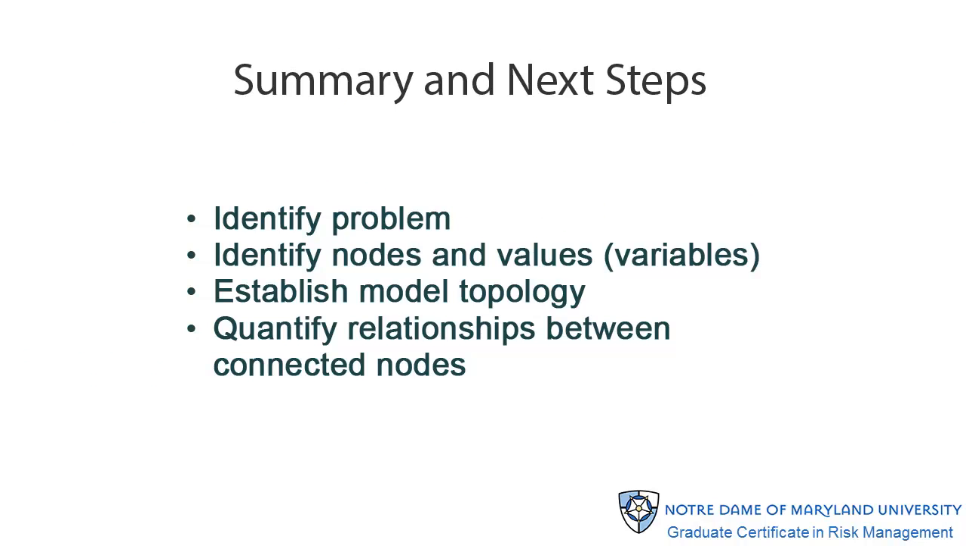Let's summarize briefly and consider our next steps. To build a Bayesian belief network, you begin by identifying the problem, and then you proceed to identify the nodes in your articulation of the problem. The nodes are the variables that are important. Next, you determine the values you're going to use to describe the nodes. Are they discrete or continuous? The cause and effect relationships or topology of the model is next. And then finally, you have to quantify the relationships between the connected nodes. And this means to estimate the conditional probabilities.